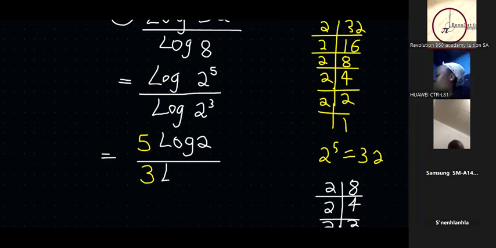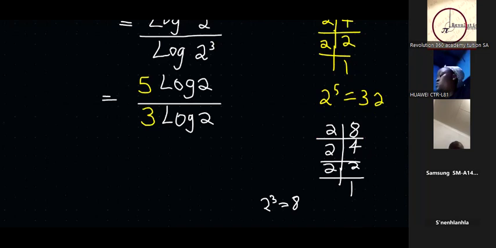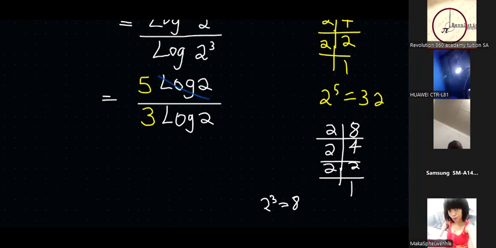Then the next step that you need to do, guys, you can see that log 2 and log 2, they are the same. Since they're the same, they cancel each other. Log 2 cancels log 2. And then you are left with what? 5/3.